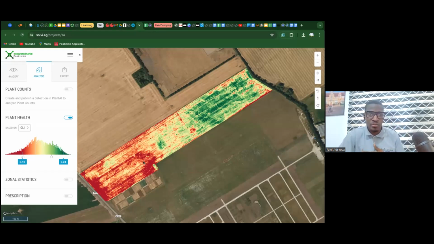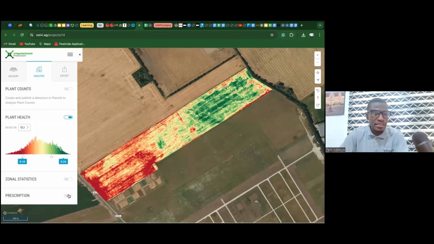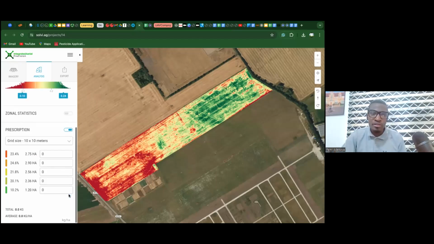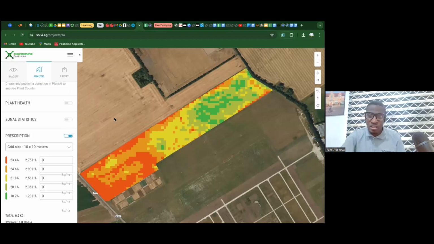And this is low. So it's telling us that it requires better attention. But what attention? You want to go on the field to scout and see, or use the data to find out. You can also generate what I call a prescription map. This is where precision agriculture comes in, or what we call variable rate application. So a prescription map is very important when we talk about variable rate application.